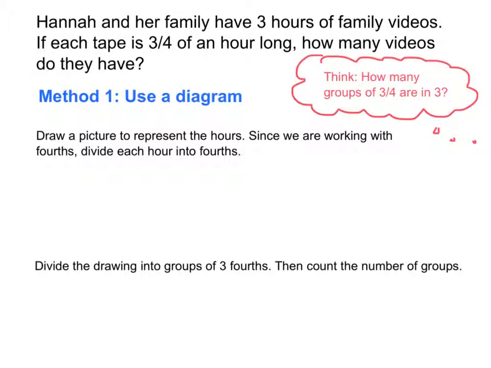So Hannah's family has 3 hours of these videos. But each tape is only 3/4 of an hour long. So how many tapes in all does she have? How many of these 3/4 hour long videos does she have in order to have 3 hours worth of videos? In your head, you think, this question is asking me how many groups of 3/4 are there in 3, because we have 3 hours. We want to figure out how many 3/4 hour long tapes fit inside those 3 hours.